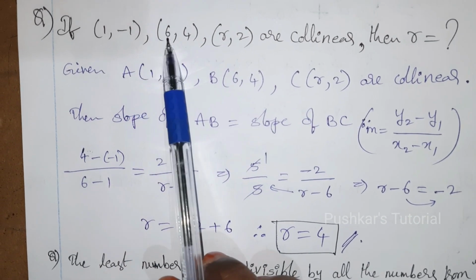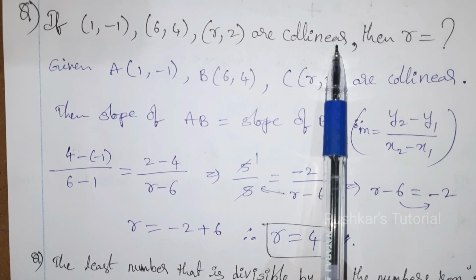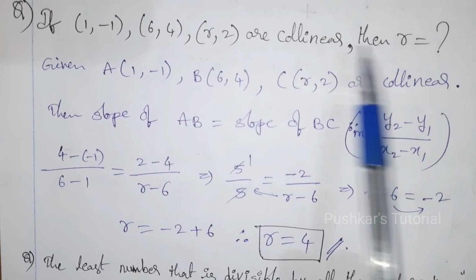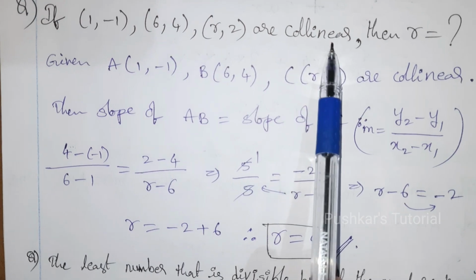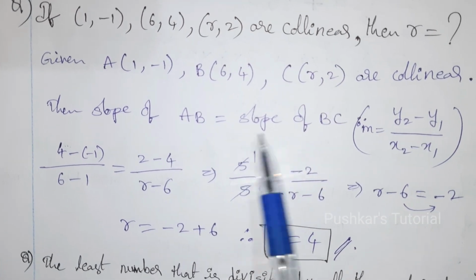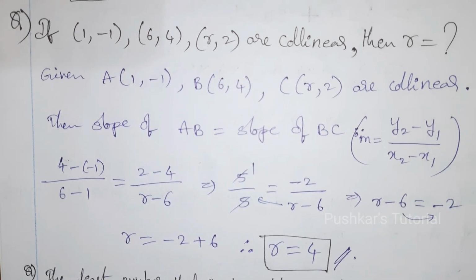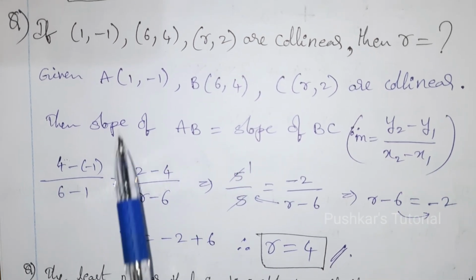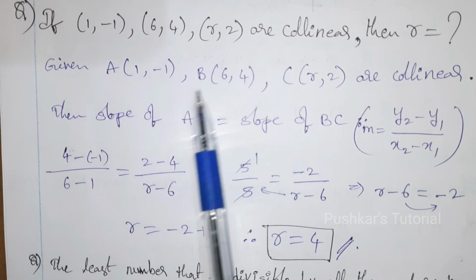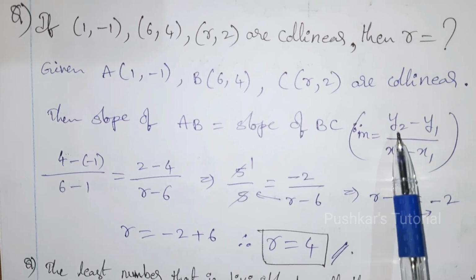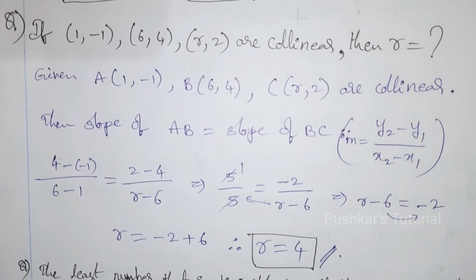If 1 comma minus 1, 6 comma 4, r comma 2 are collinear, then find r. So for collinear there are 4-5 topics, and in that the slopes concept is very easy. So the given points A, B, C are collinear, so the slopes of any two lines are equal. So I am taking here the AB slope and the BC slope. The slope formula is y2 minus y1 by x2 minus x1.